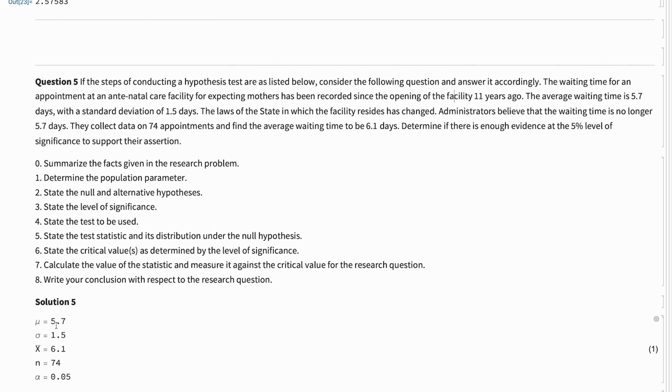So in step number 0, I've written that down. Mu equals 5.7, with a standard deviation of 1.5 days. Once again, that will be a population standard deviation. So I write sigma equals 1.5 in step 0.